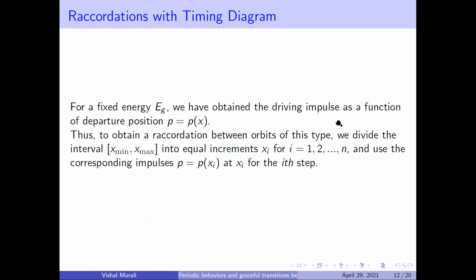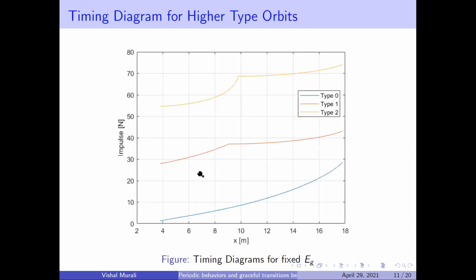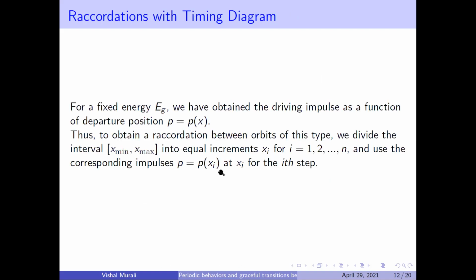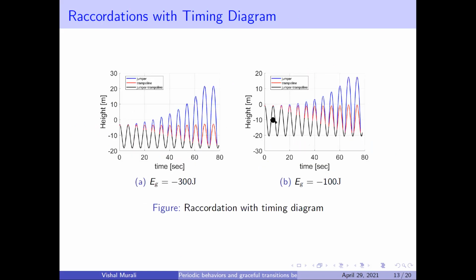So with the timing diagram, we can obtain Raccordations. To do that, we just divide the x min to x max into equal increments and use this graph or this table to determine what the corresponding impulse should be at the ith step. So for example, this is how it would look between a periodic orbit with a very small impulse and along the timing diagram, and this is where we actually decide to leave much earlier. So here we are leaving much later, and here we are leaving much earlier in the ground phase. And by looking at the timing diagram, we can determine what the impulse should be at the ith step, and this is how the resulting trajectory looks like.